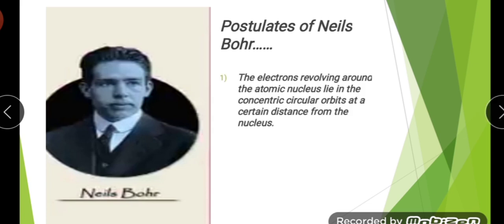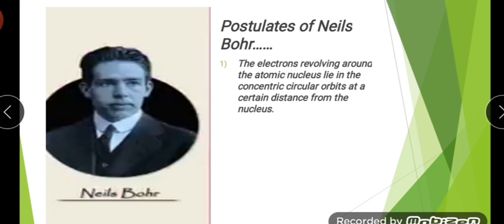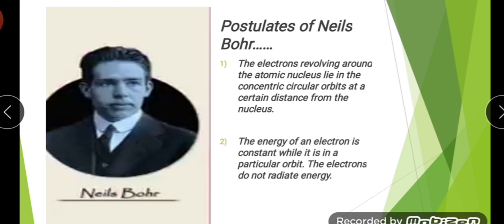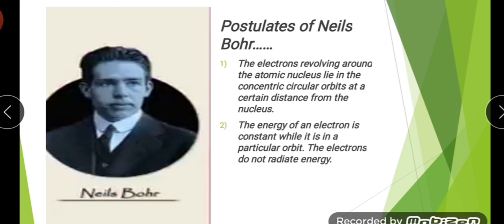Niels Bohr performed certain additional experiments to describe the atomic structure. The postulates put forth by Niels Bohr were as follows. The first one is that the electrons revolving around the atomic nucleus lie in concentric circular orbits at certain distances from the nucleus. And the second was that the energy of an electron is constant while it is in a particular orbit. That is, the electrons do not radiate energy. Now, children, these points exactly tell us why the atoms are stable.